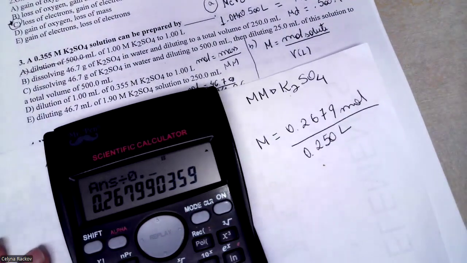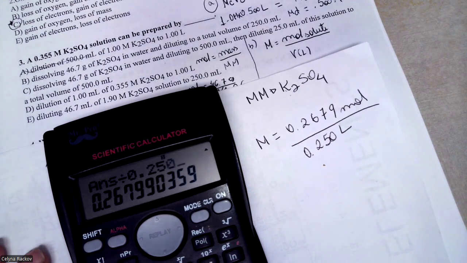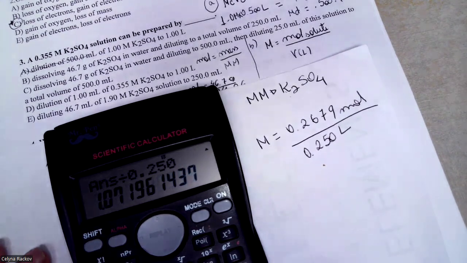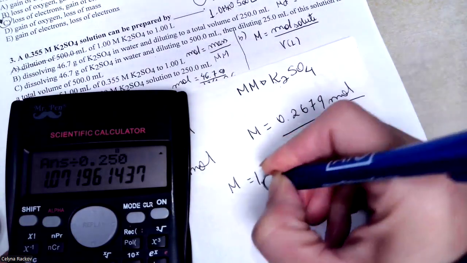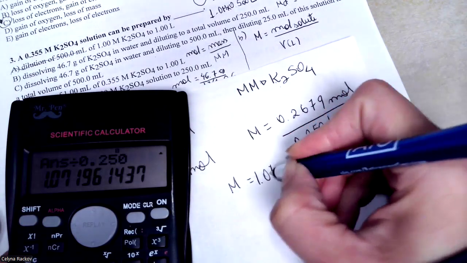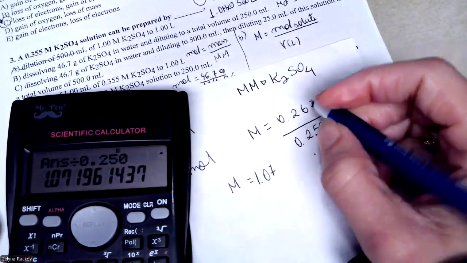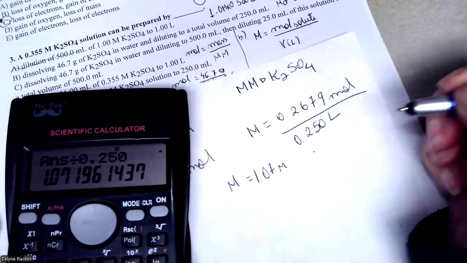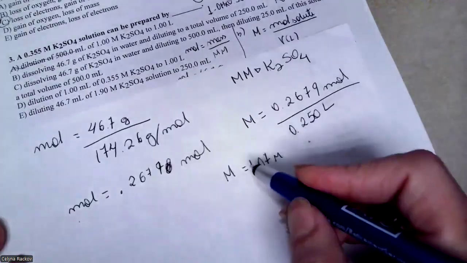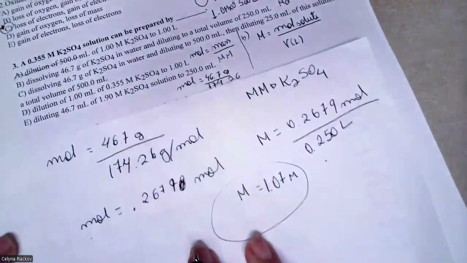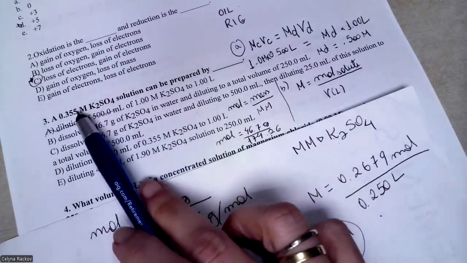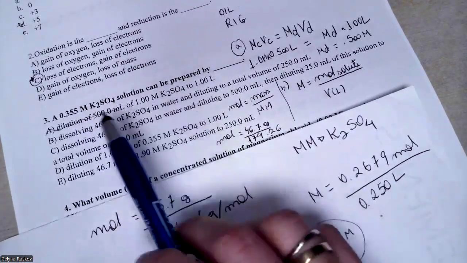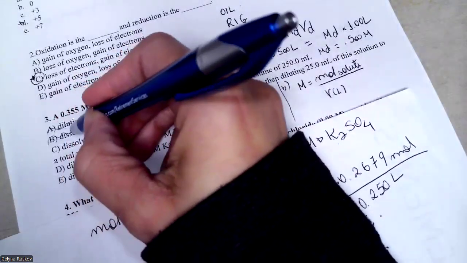So let's divide here by 0.250. So the molarity for letter B is 1.07 molarity, right? So you know here, B is not the answer. The question is asking what are the steps to prepare the solution? So it's not A and it's not B.